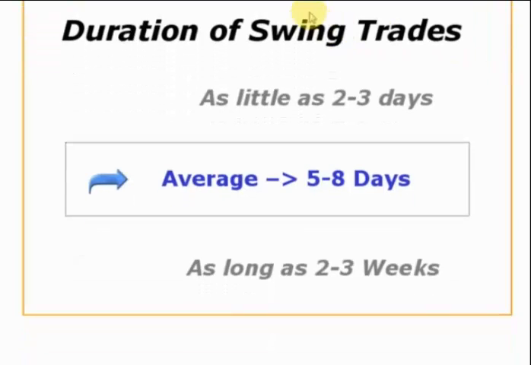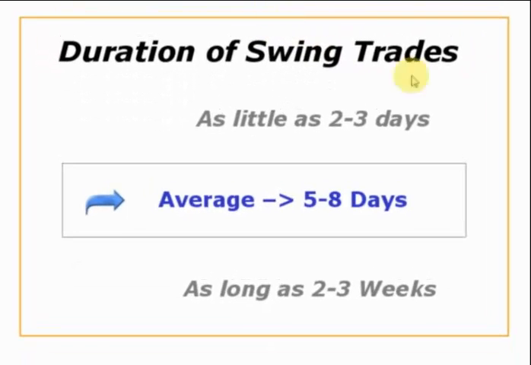Let's talk about the duration of swing trades. The duration of a swing trade can be as little as 2 or 3 days, or as long as 2 or 3 weeks, or even longer. If you've got a position in a stock that's running hot, and it just keeps climbing, and you can trail a stop, then you can hang on to that sucker for quite a while. On average, if you follow some basic trailing stop rules and profit-taking rules, you're going to find that over the series, your average swing trade ends up being between 5 and 8 days.